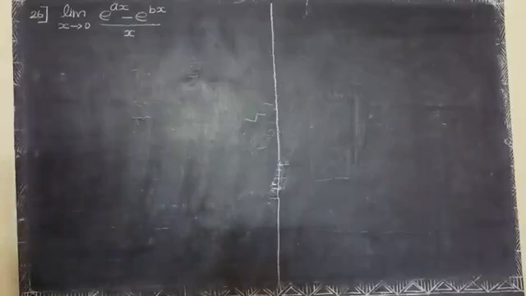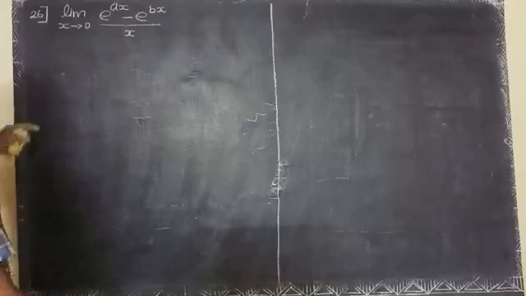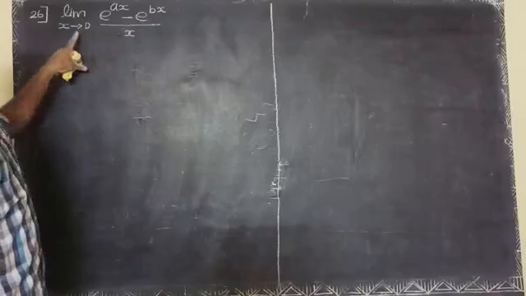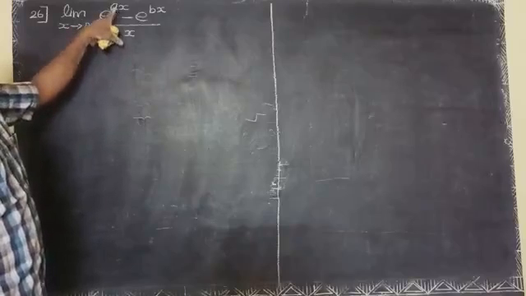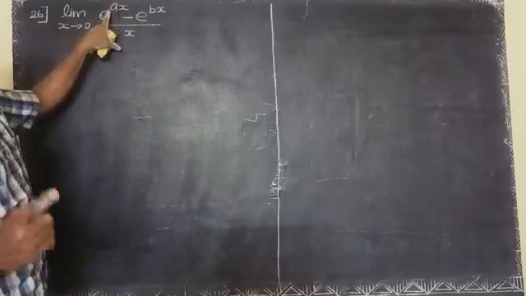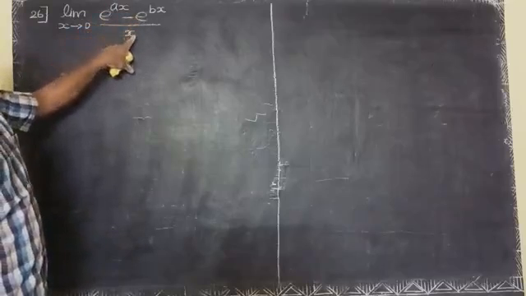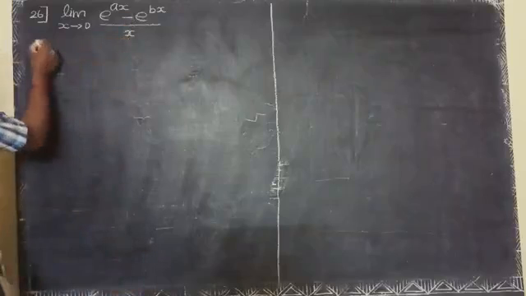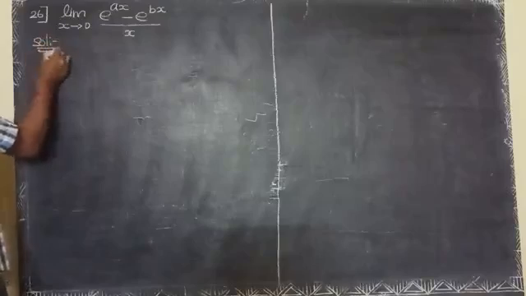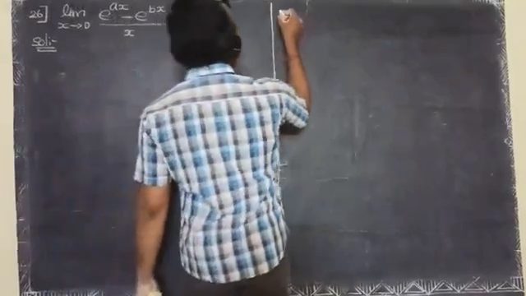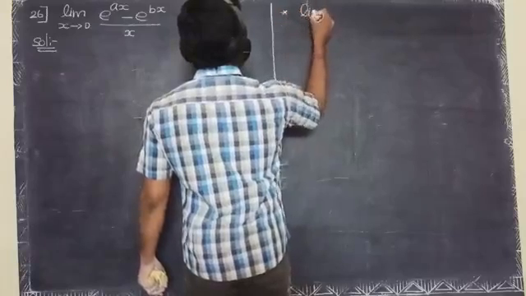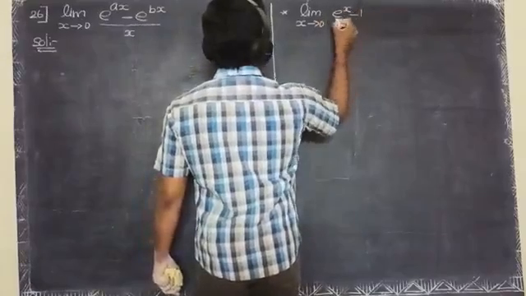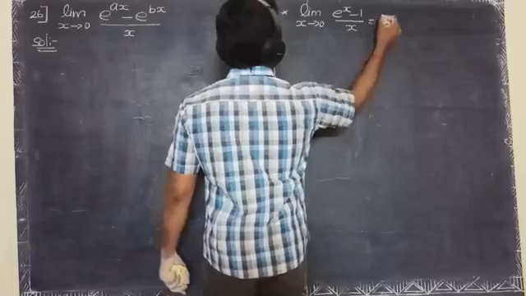Question number 26. Evaluate limit x approaches 0 of (e power ax minus e power bx) divided by x. Replace x equal to 0 in the function. e power 0 times a is e power 0, which is 1; 1 minus 1 is 0. The denominator also has 0. 0 by 0 is an indeterminate form. Okay. Solution. We know the standard result: limit x approaches 0 of (e power x minus 1) divided by x is equal to 1.